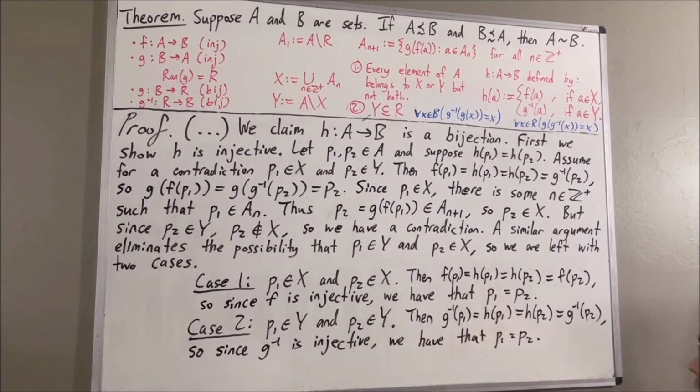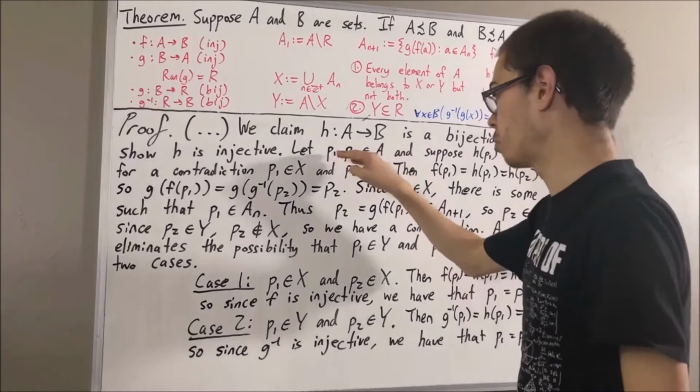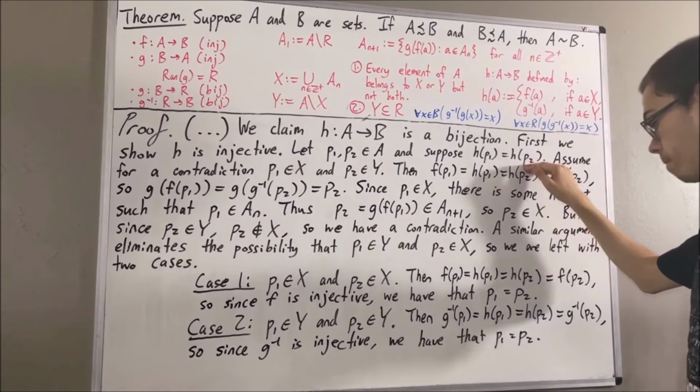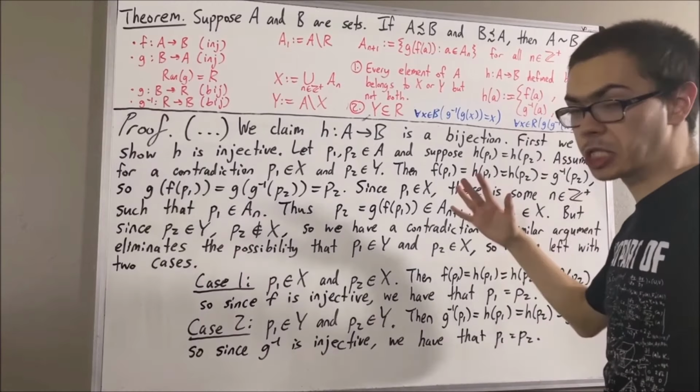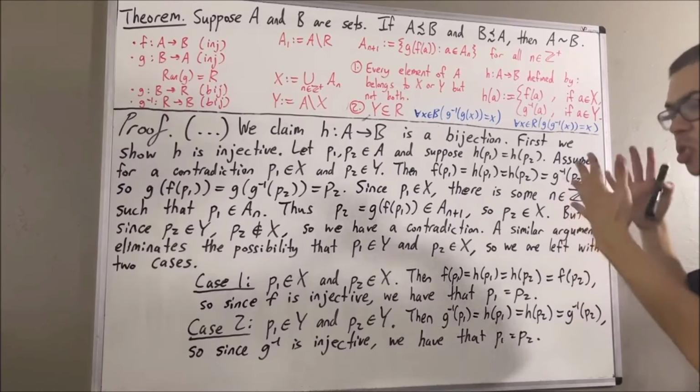So in either case, we have shown that p1 is equal to p2. And putting this together now, we see that given any two elements, p1 and p2 in A, where h of p1 is equal to h of p2, it follows that p1 is equal to p2. So this shows that h is injective. So all that's left to show is that h is surjective to B.